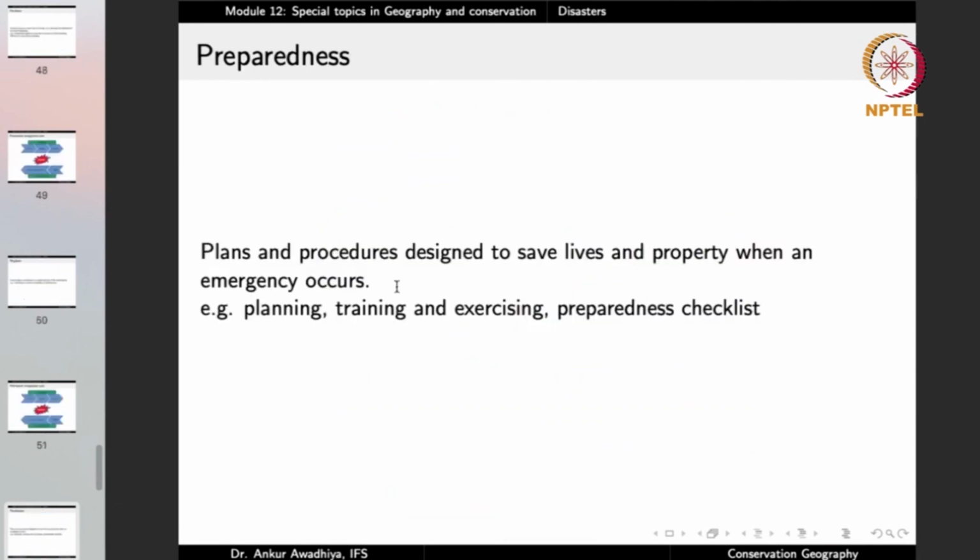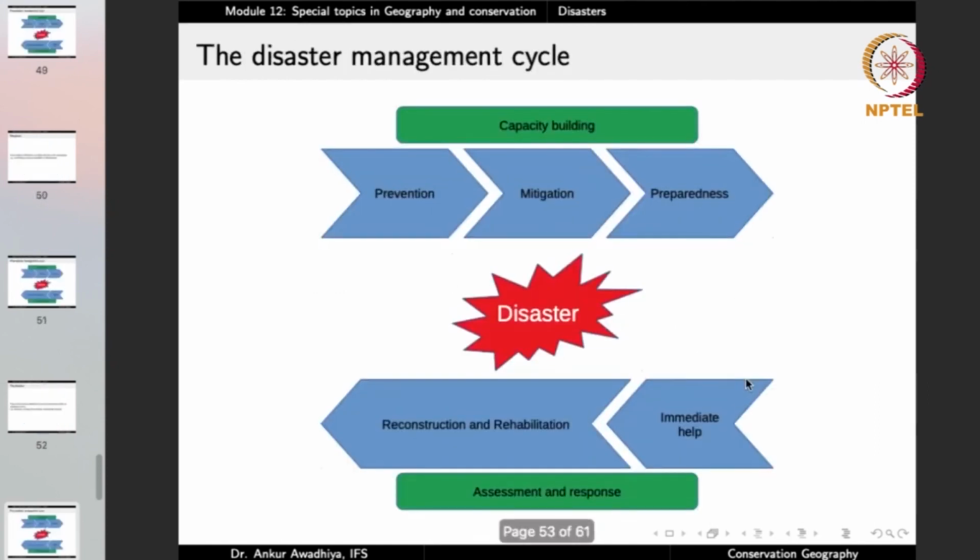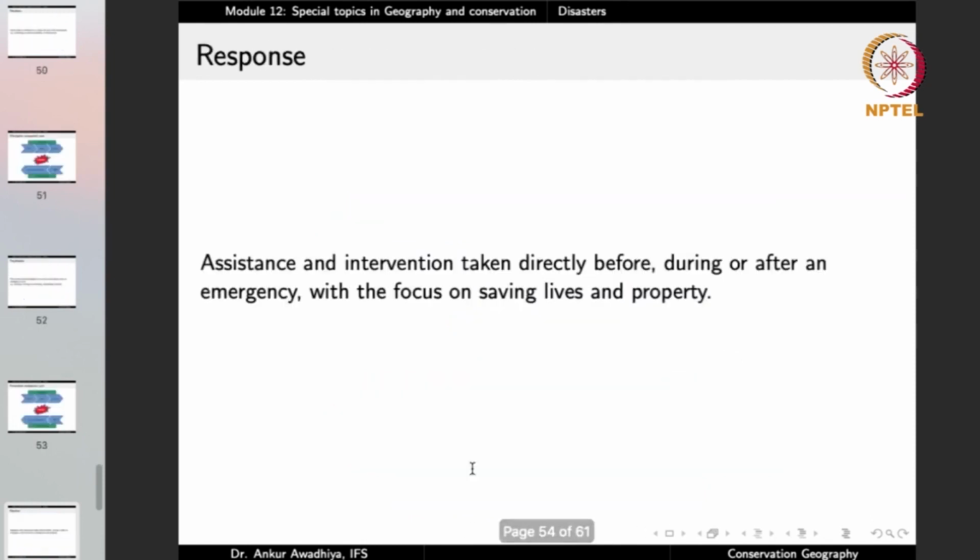Next, we have preparedness. Preparedness is plans and procedures designed to save lives and property when an emergency occurs. This includes making plans, training people, doing mock exercises, preparing checklists of the resources that we can make use of, and all these steps. So this is preparedness. Then once you have the disaster, you have to do an assessment and response.